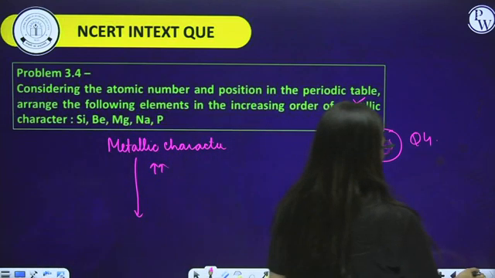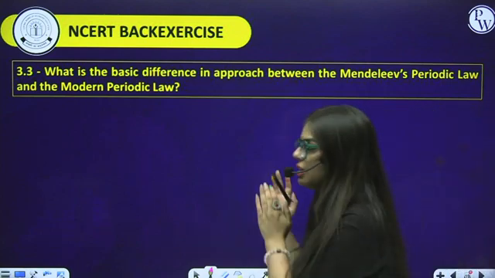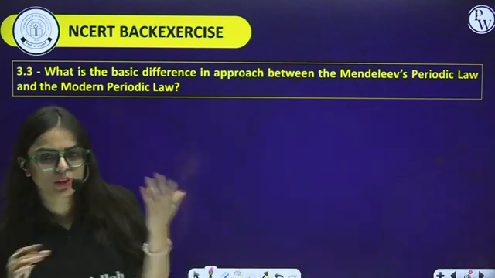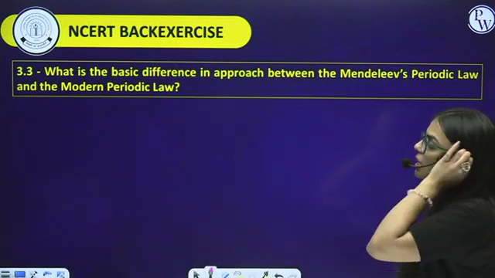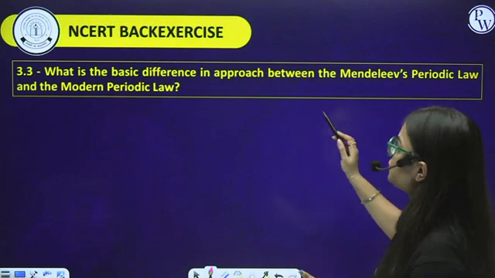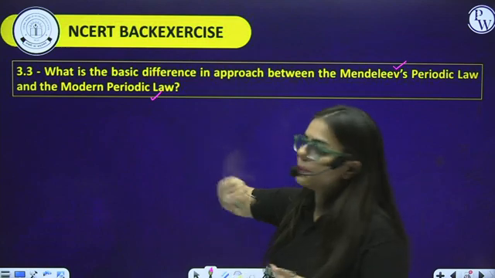Okay, let us see the next one now. Next comes your NCERT back exercise. Now, questions 3.1 and 3.2 are theoretical questions, so there is no need to solve them. You can read them. It's very easy. You can see the answer in the notes. Question 3.3 is, what is the basic difference in approach between Mendeleev's periodic law and the modern periodic law?